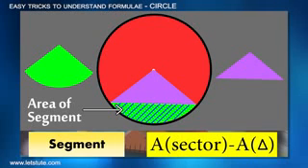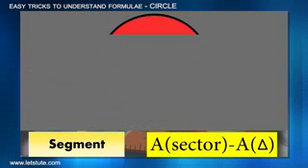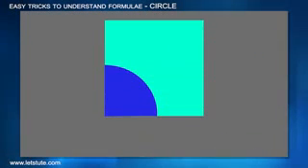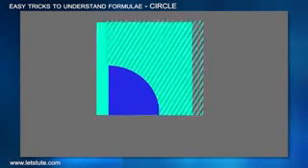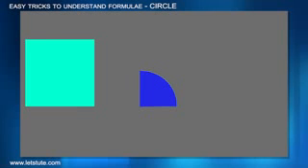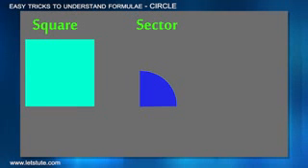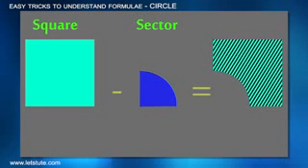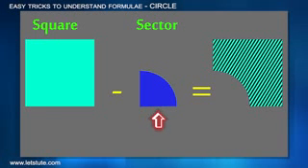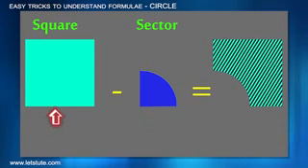Let's have a look at certain examples. I'll just give you an overview and you can solve them by yourselves. Let's see the first one. Now here we need to find the shaded region. We have 2 basic shapes, a square and a sector. Now the desired area that we need to find can be found by subtracting the area of the sector from the area of the square.